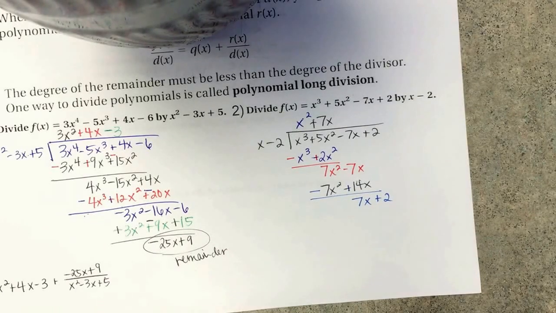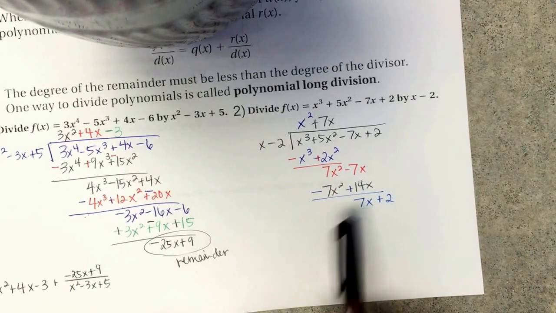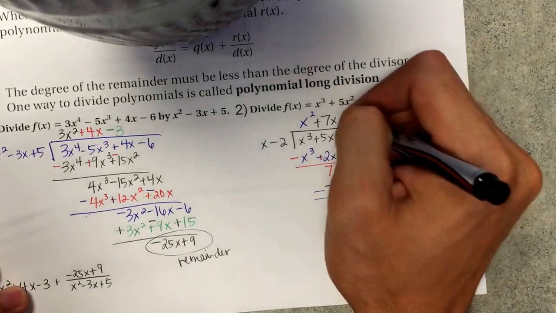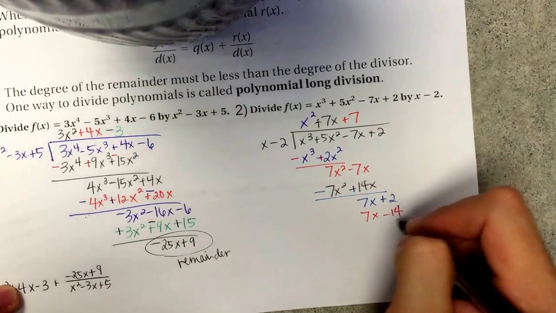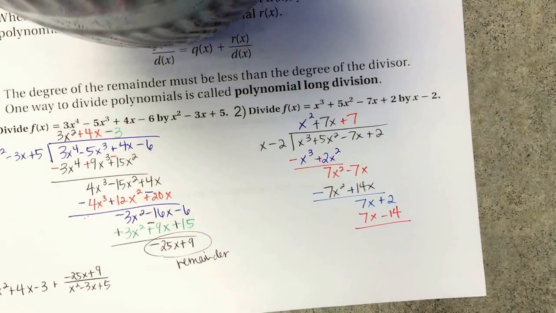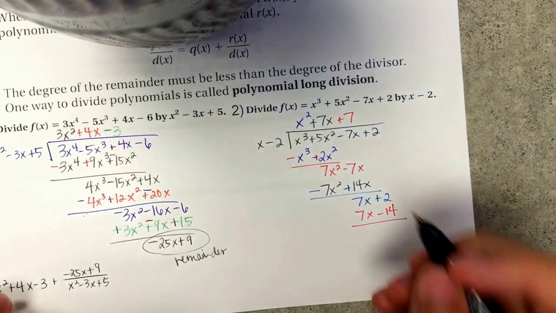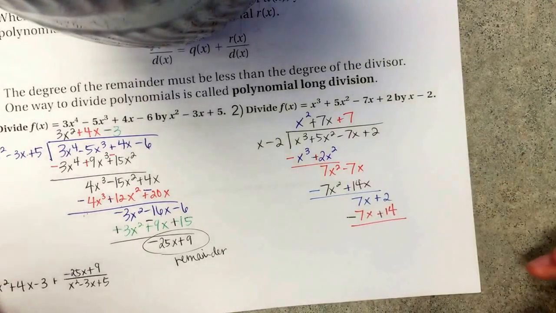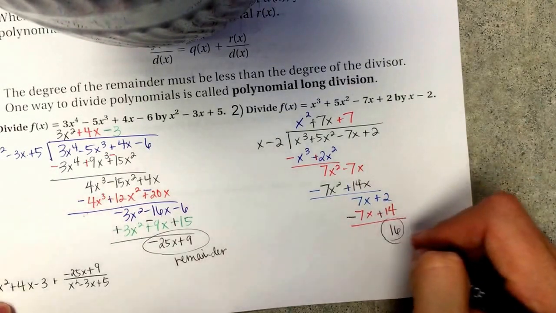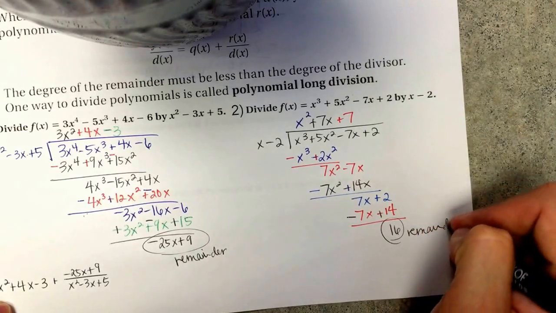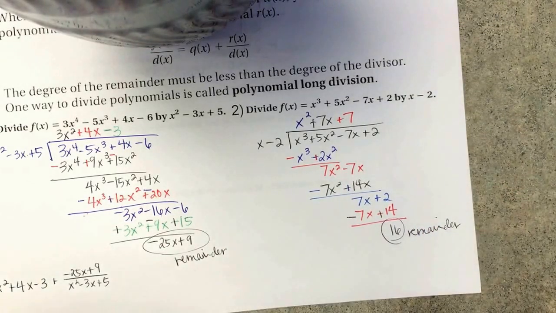Last time, x goes into 7x 7 times, and we multiply. 7x minus 14, and we're going to change both signs so that we can add the columns. 7x's cancel. That column gives me a 16. That is my remainder. So how do I write my final answer?